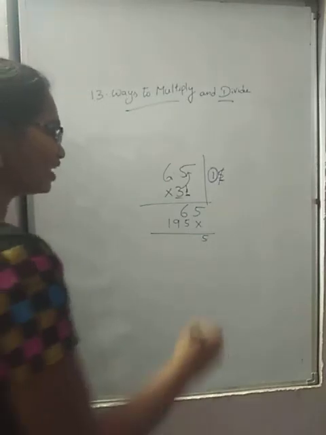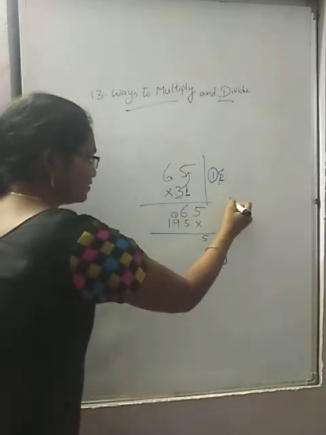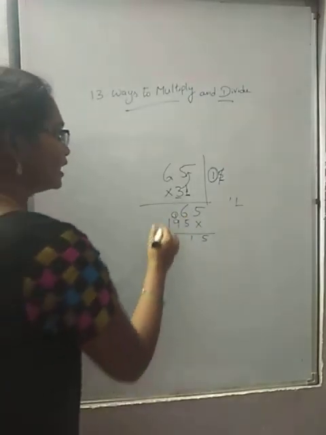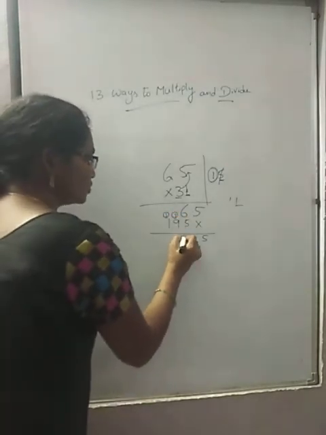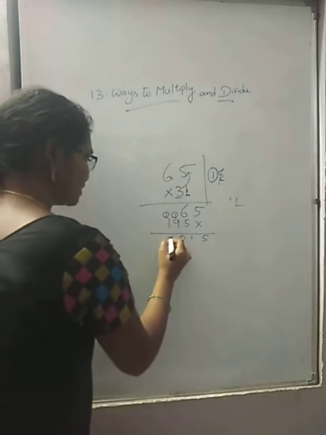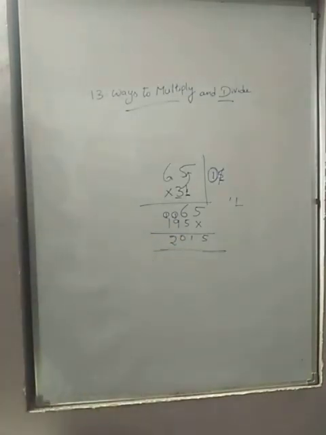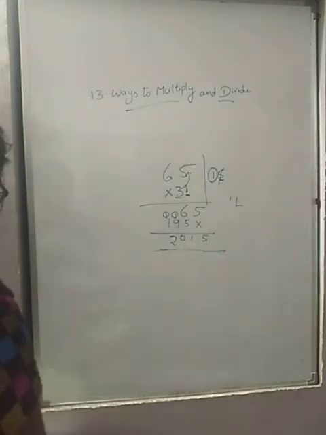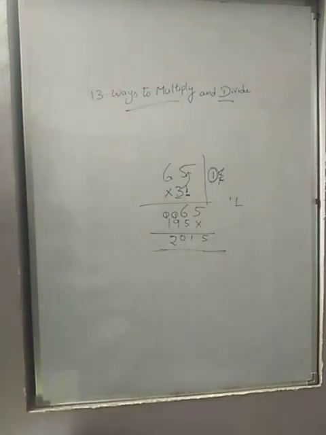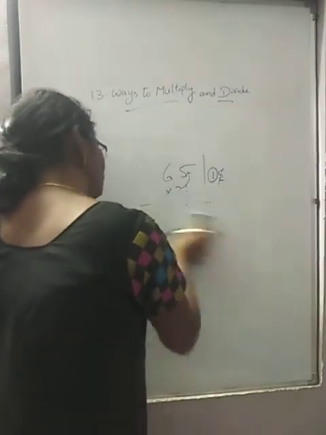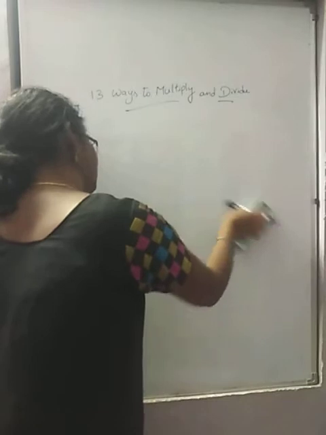6 plus 5 is 11. In this 11, the ones place we should write here and the tens place we should write here. 9 plus 1 is 10. 0 in ones place. So, 1 plus 1 is 2. 2015. Like that, we should do all multiplications. And another one also I am explaining in this multiplication method.